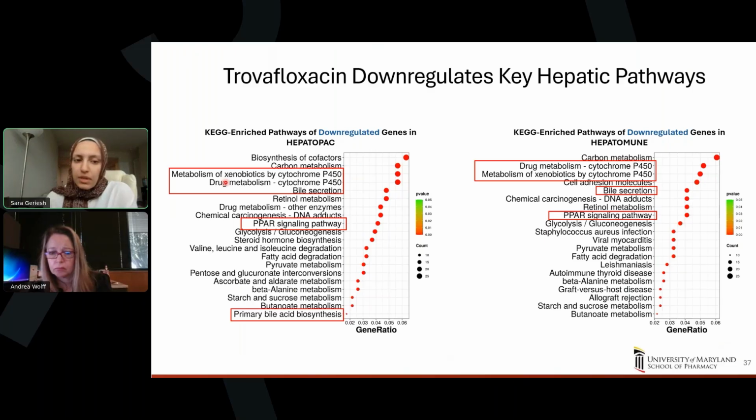And some of the pathways can be overlapped, in which they could have some overlapping genes. And also for some of the other pathways here involving sugar, amino acid, and fatty acid metabolism were affected. And this can be related to the mitochondrial dysfunction aspect of trovafloxacin toxicity. So all these pathways correlate with the identified mechanisms of trovafloxacin hepatotoxicity.